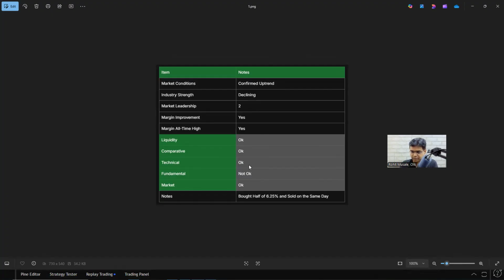That doesn't mean you reject the stock. Fundamentals were not okay, so this is a swing trade. Less than 7 out of 12 criteria were satisfied, so fundamentals are not in our favor.